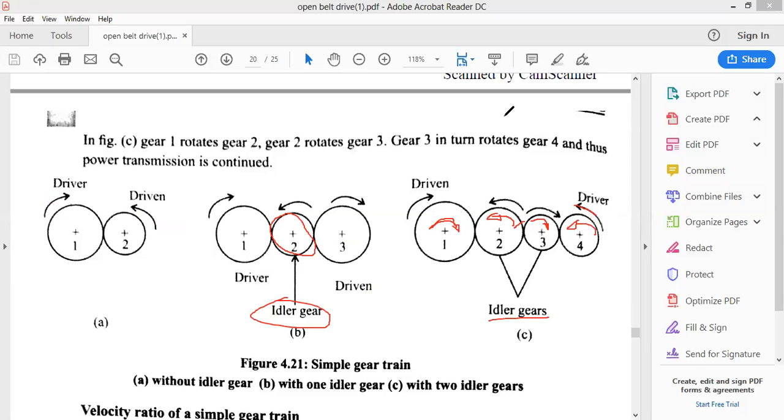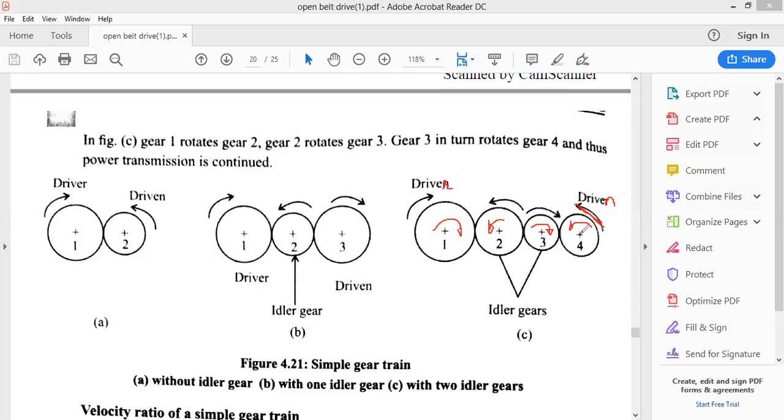Sorry, there's a mistake over here. Let us assume that this is the driver gear and this is the driven gear. This direction is wrong. If this driver gear is going to rotate in clockwise direction, the first idle gear is going to rotate in anti-clockwise direction. Second idle gear is going to rotate in clockwise direction, and here it's going to rotate in, yeah, it's correct, sorry, the anti-clockwise direction.